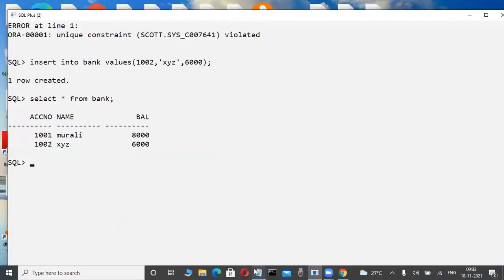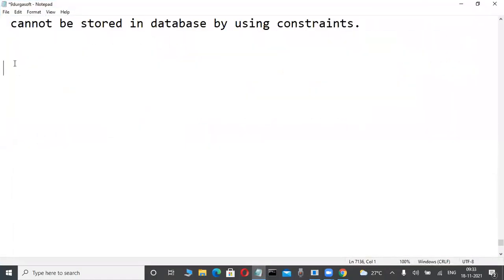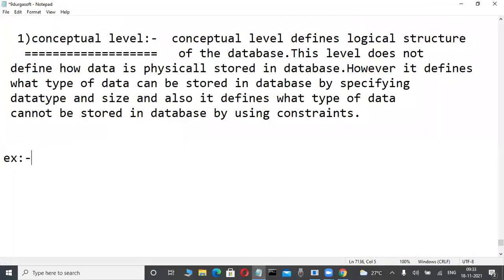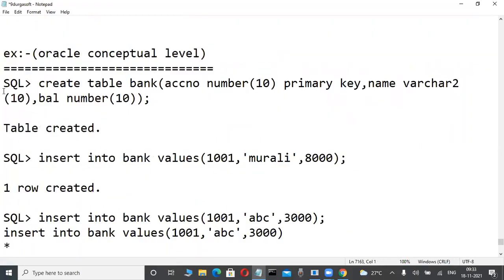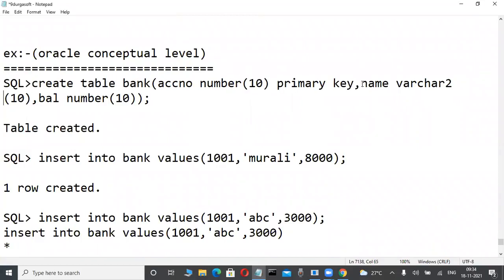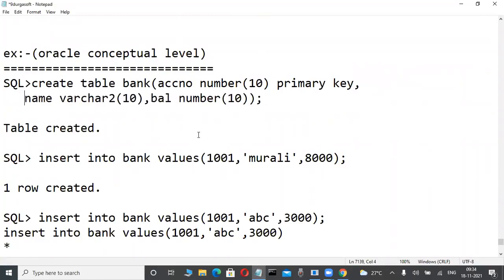Write it fast. Example, write it within the bracket. On the Oracle DBMS side, I'm telling you. Oracle conceptual level, because create table is Oracle syntax. Write it fast. Oracle conceptual level means some example, on the Oracle database side. In the tables, these are all the things they are creating like that.